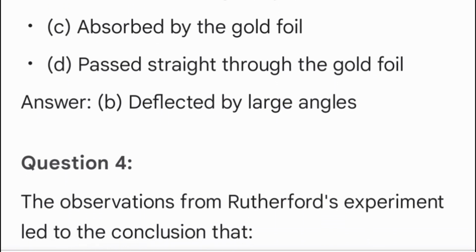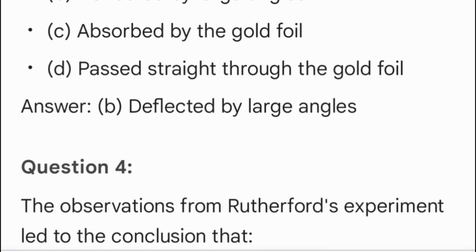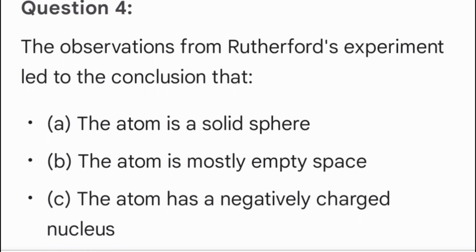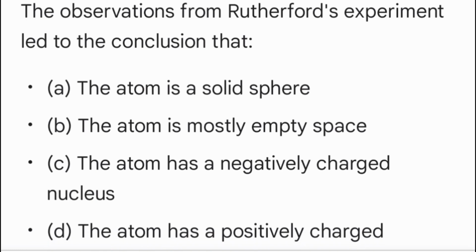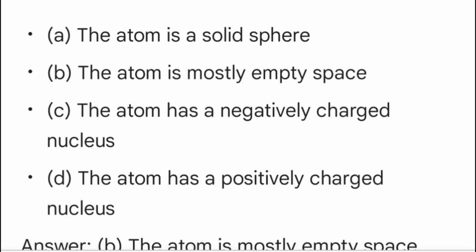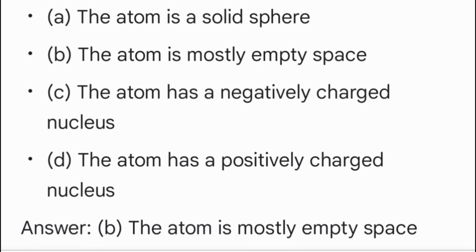Question 4. The observations from Rutherford's experiment led to the conclusion that A. The atom is a solid sphere, B. The atom is mostly empty space, C. The atom has a negatively charged nucleus, D. The atom has a positively charged nucleus. Answer: B. The atom is mostly empty space.